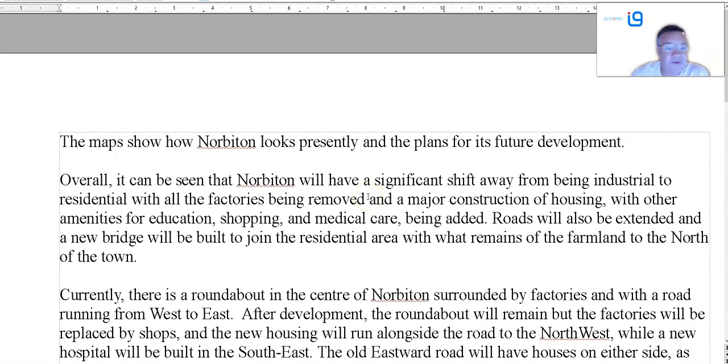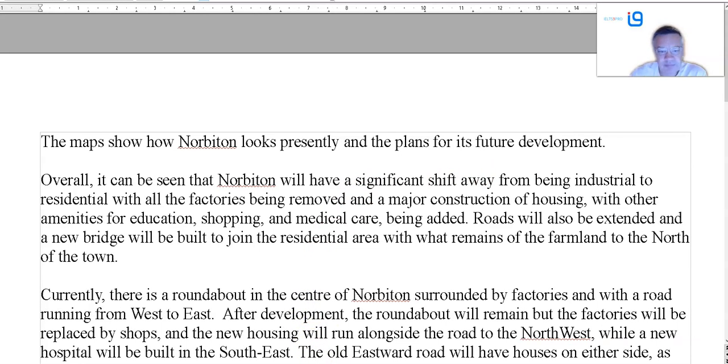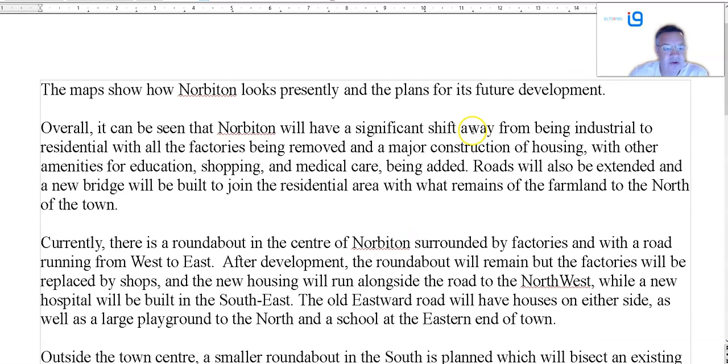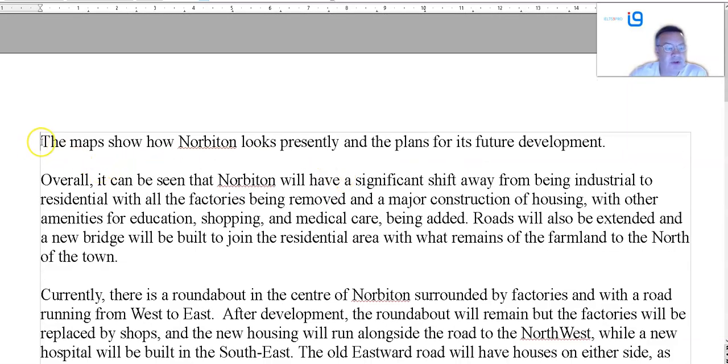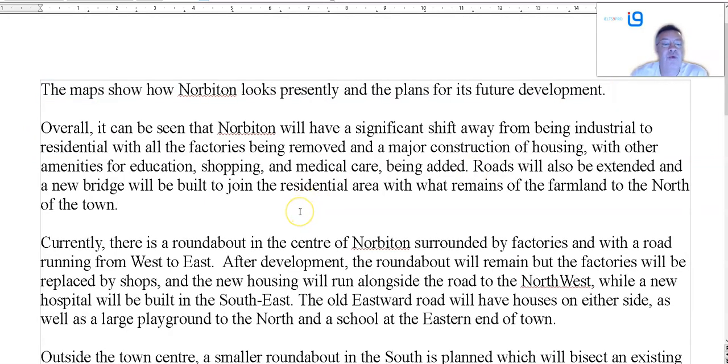So I wrote one first, just so you can see. It's pretty easy. This one, all that you've got to do, this is about 200 words-ish. So all that you do is your introduction first. The map shows how Norbiton looks now, plans for future development.